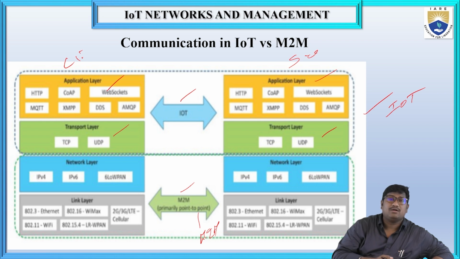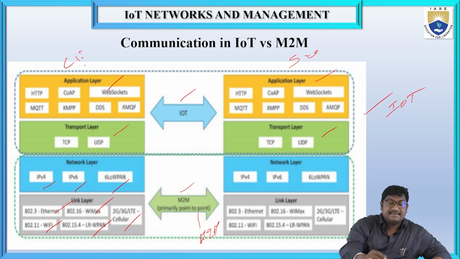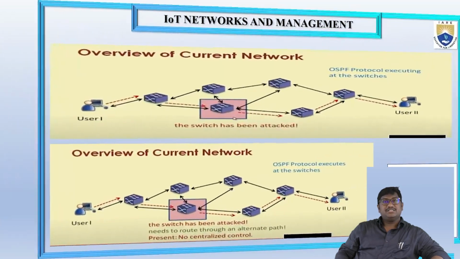Like this, multiple protocols are there. And coming to the network layer, IP version 4, IP version 6, and 6LoWPAN. And coming to the link layer, Ethernet, WiMAX, cellular networks, Wi-Fi, wireless PAN. These are the different kinds of link layers which are established at both client and server. This is how the communication is going to happen in IoT and machine to machine.